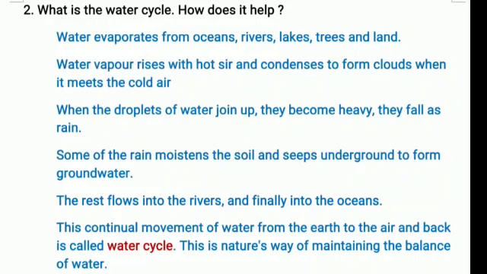And some of the rain moistens, moistens means it wets the soil, and it seeps underground. Seep means penetrate, it goes deep underground to form groundwater. The rest flows into the rivers and finally into the oceans. So this continual movement of water from the earth to the air and back is called the water cycle. This is nature's way of maintaining the balance of water.